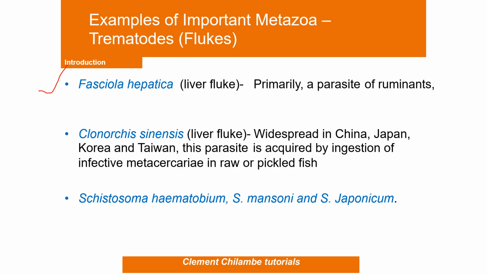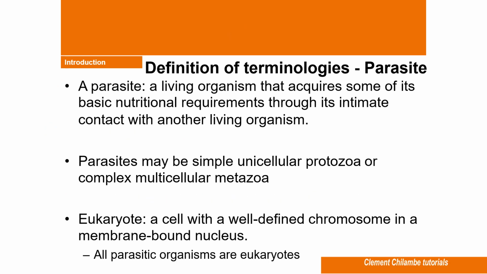And then we have Clonorchis sinensis, which is actually also a liver fluke, but this one is widespread in China, Japan, Korea, and Taiwan. And this parasite is acquired by ingestion of infective metacercariae in raw or pickled fish. So we have other examples under this. We have Schistosoma haematobium, Schistosoma mansoni, and Schistosoma japonicum, which we are going to discuss later. So these are under metazoa and trematodes, to be specific.